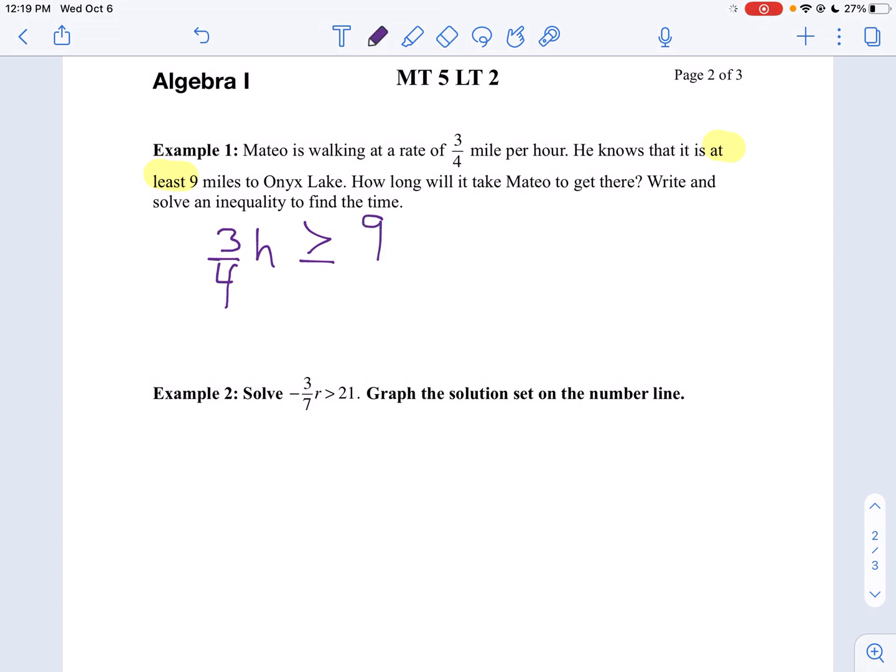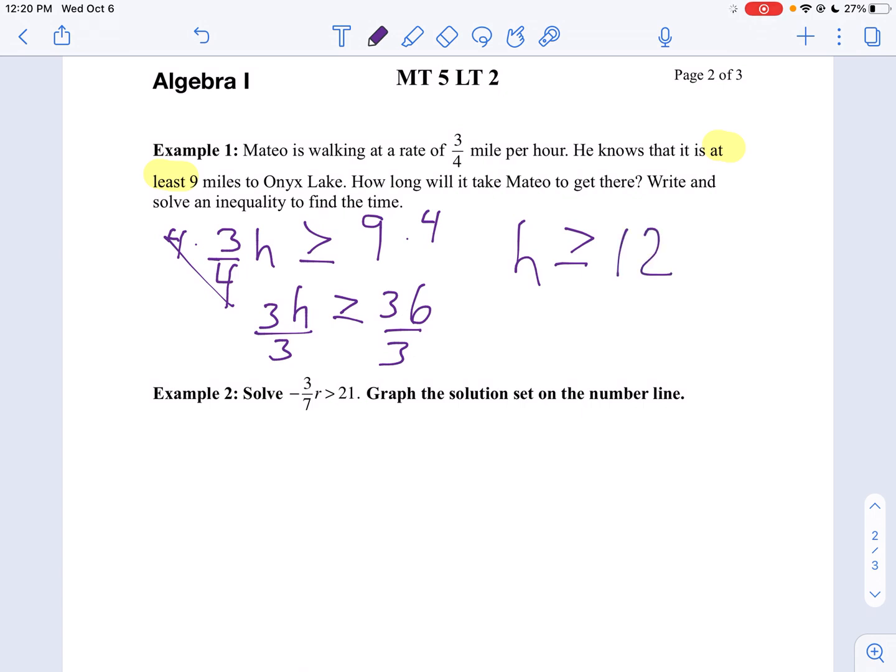Now let's solve this. Well, to solve this, I'm going to multiply both sides by 4. So I get 3h is greater than or equal to 36. Divide both sides by 3. h is greater than or equal to 12. So what's happening is it's going to take him at least 12 hours to walk.